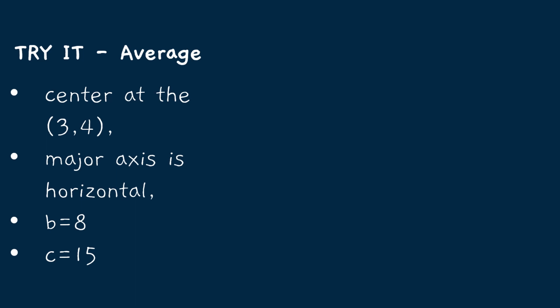Again, horizontal major axis, meaning our equation will be formatted as (x minus h) squared over a squared plus (y minus k) squared over b squared is equal to 1. Okay, again, we have the center, h and k, which is (3, 4), and then we have b and c. Okay, so for b and c, we need the value of a.